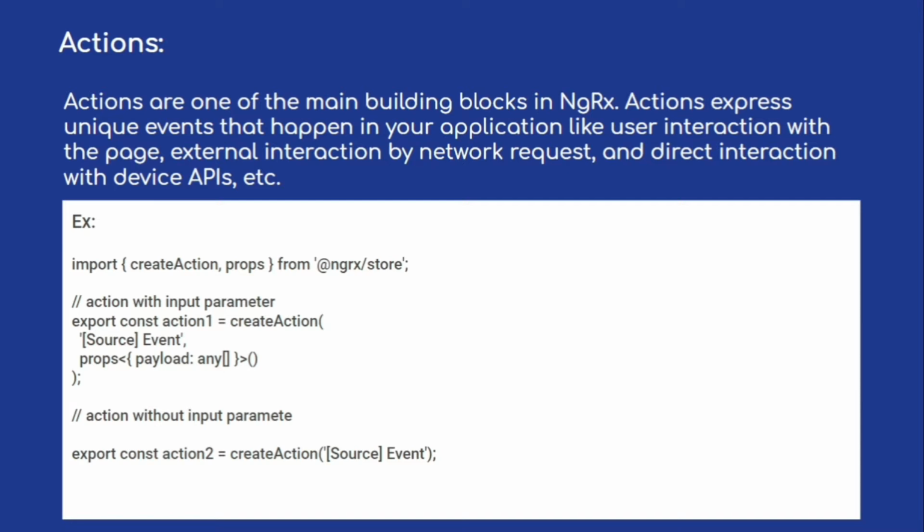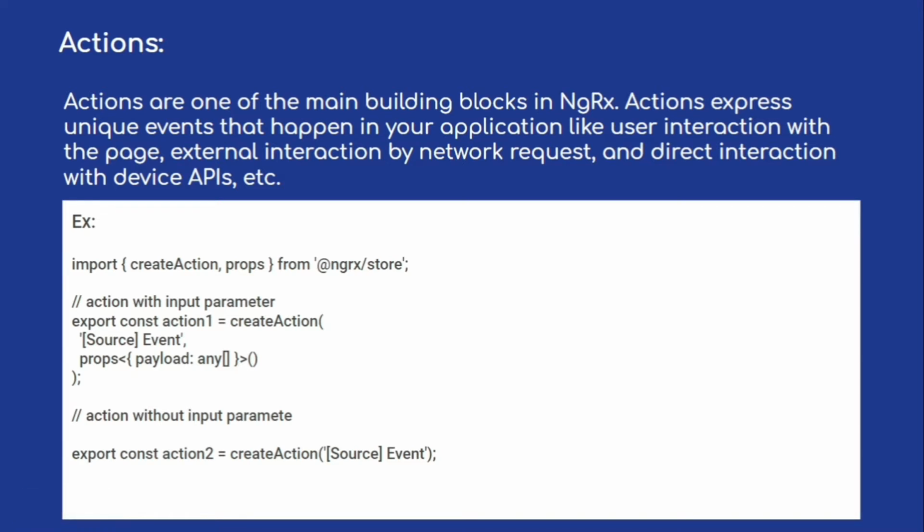Okay, so if you want to pass some data like a response from the API into the actions, what we have to do is use the props that load from the NgRx store. Here you can see props and its type is an anonymous object. And here you can pass your input data like an anonymous object. Okay. So like this, we need to create the action.